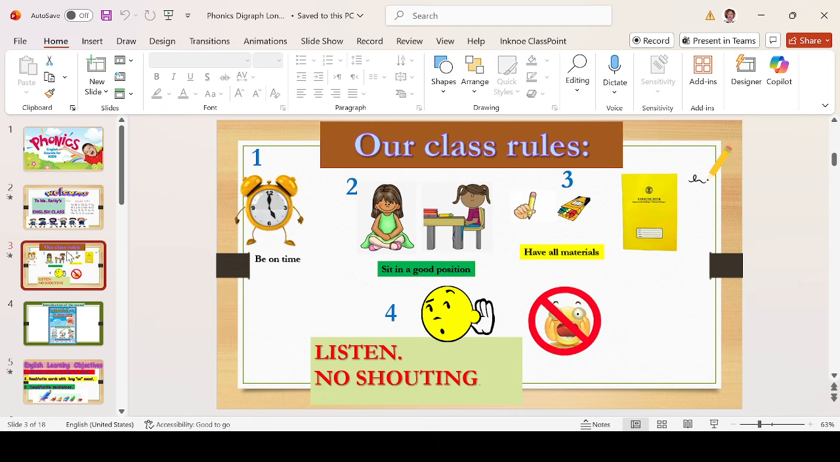So before we start our lesson, let's talk about the class rules. You need to be on time, okay? And I want you to sit properly. You can choose the way you want to sit. And then I want you to have your pencil, your crayons, and your notebook because we are going to draw and write. Okay, I want you to listen attentively, no shouting, no playing, or no fidgeting, right? You need to pay attention so that you can learn.